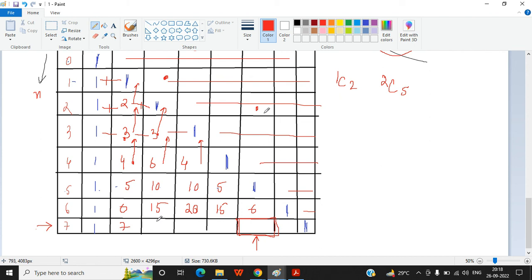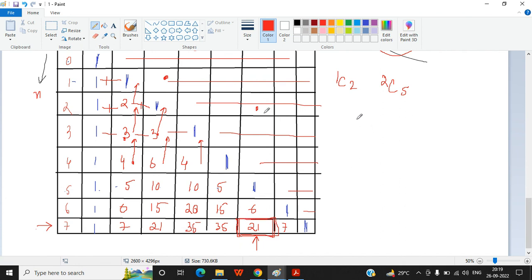Here it is 7, 7, then 21, 21, then 35, 35, again 35, 35, 21, 21, 7, 7. So we got the value here: 21. 21 is the value.